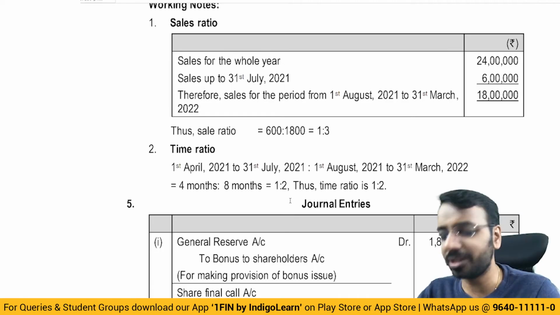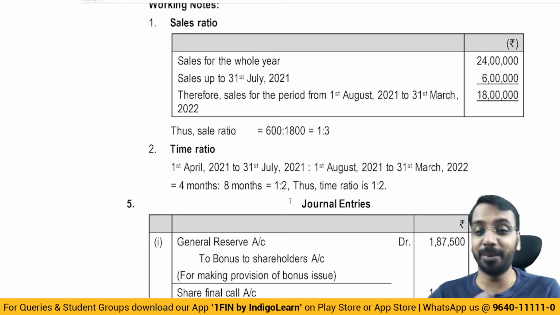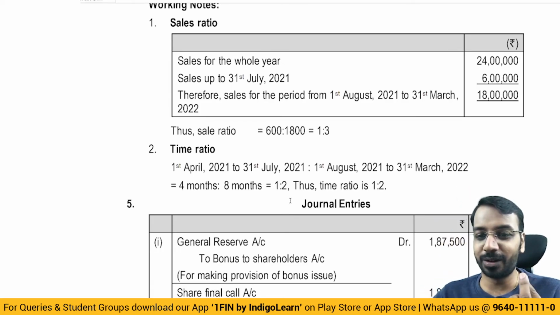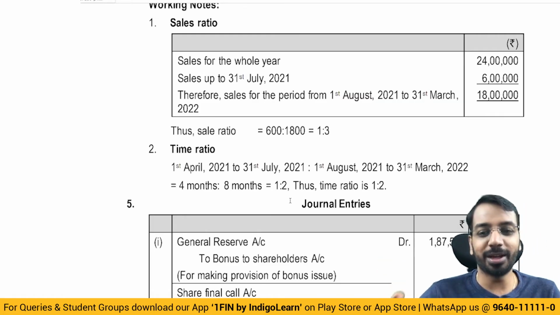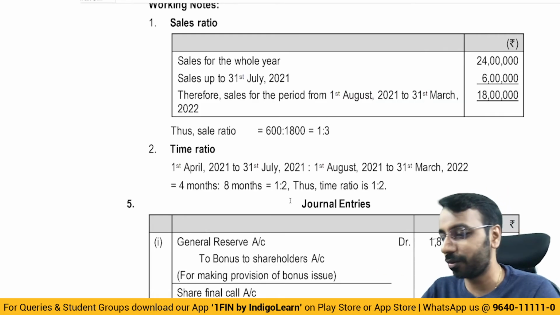Sir, why are you doing simple questions? Just for a quick refresher. Maybe somebody would get a tax audit related adjustment and then you make a mistake there and you lose some marks there. I don't want to do that.